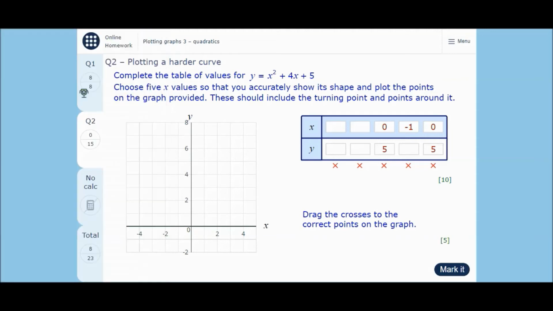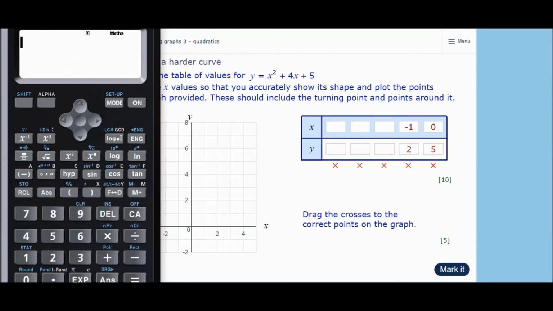That equals 2 on the y-axis. I'm just going to delete these ones out for now. Go back to my equation. Remember I had a bracket squared plus 4 lots of bracket plus 5. So what about if x equals -2 then? So going back in, -2.